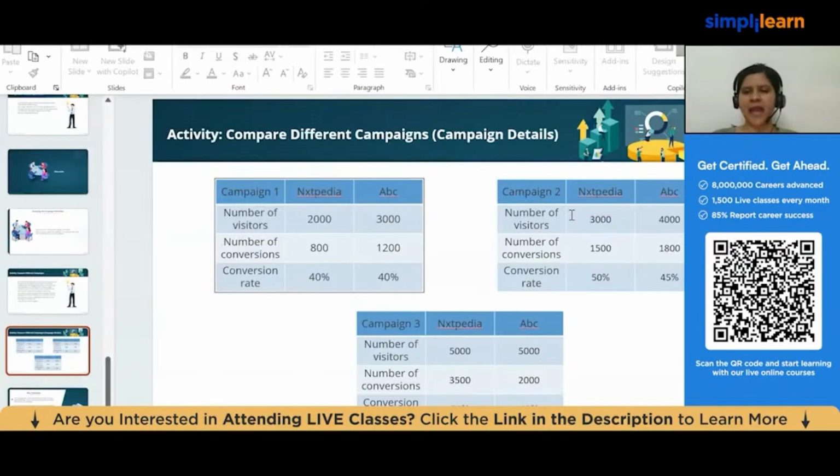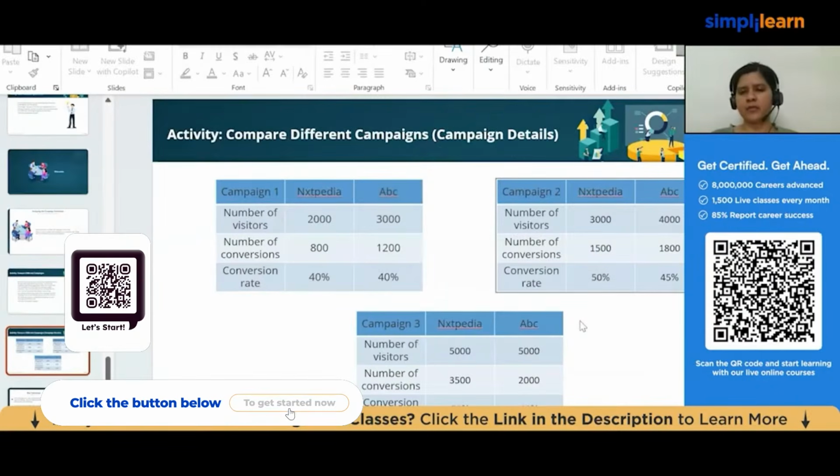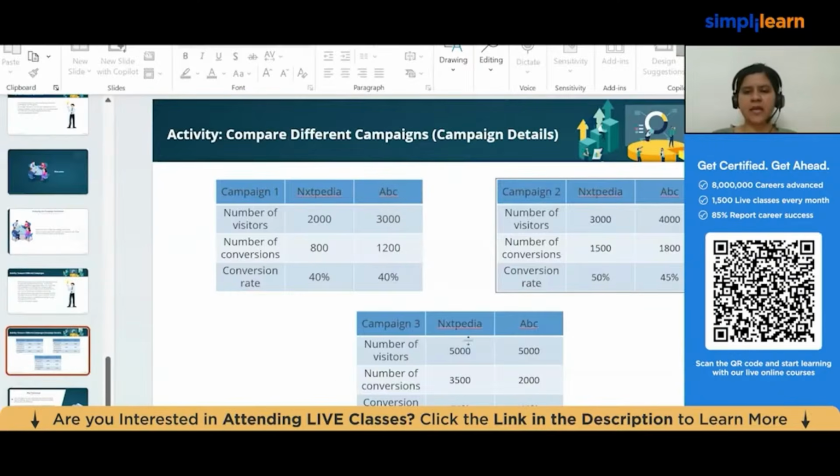Okay, for the second campaign, let's see. Here, as I said, our focus is on conversion rate, because the conversion rate was the same before, and I said that ABC is better. But now we can clearly see the conversion rate of Expedia is better in campaign 2, so Expedia is the better performing one, right? And last but not the least, why is it better? Because out of 3000 people, half of the people have converted. Here only 45% of the people have converted, so obviously Expedia is better than ABC.